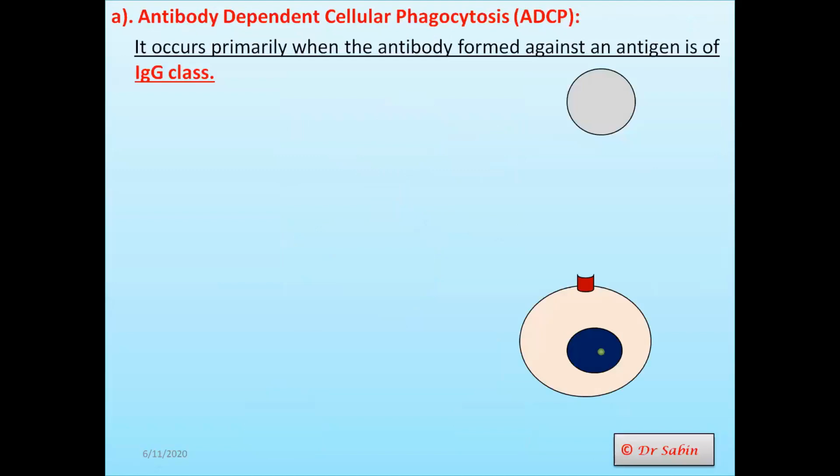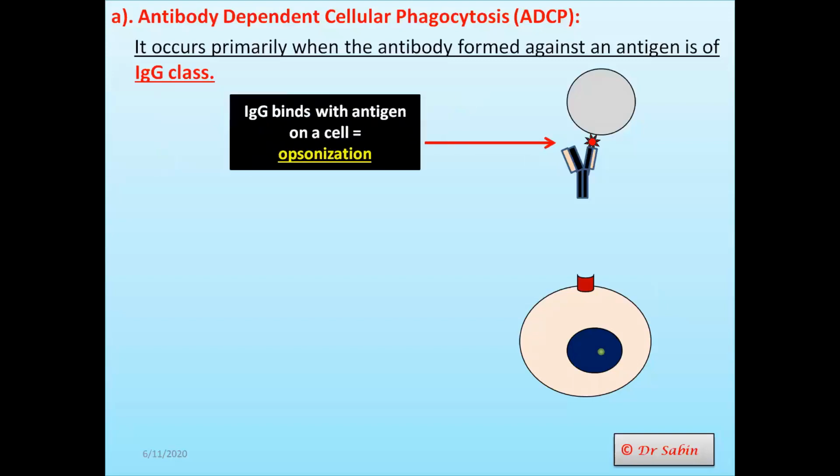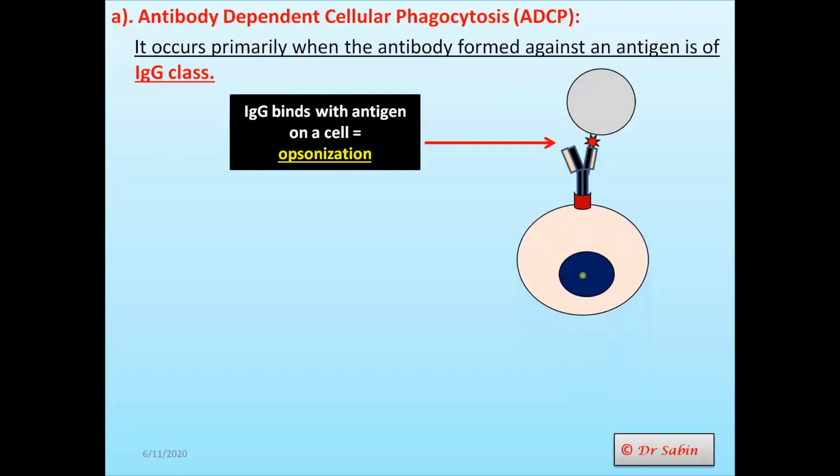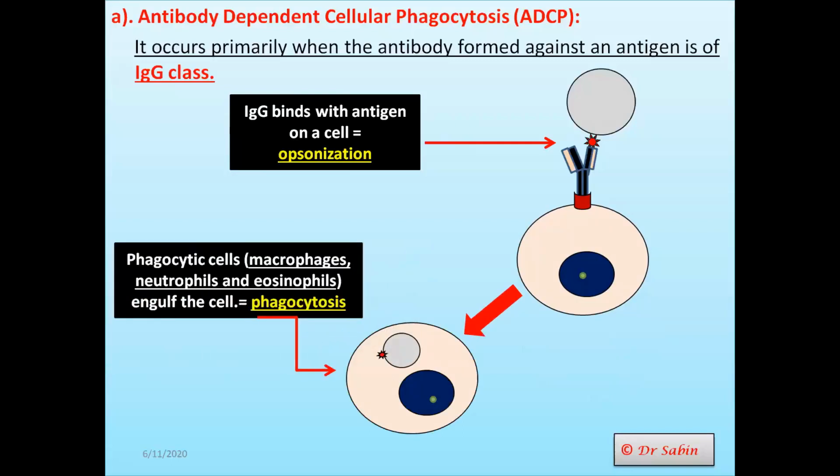In this slide, I will describe the first mechanism of type 2 hypersensitivity reaction, that is antibody-dependent cellular phagocytosis, ADCP. This mechanism occurs primarily when the antibody formed against an antigen is of IgG class. The antibody IgG binds with the antigen on the surface of a target cell. This process is known as opsonization. A phagocytic cell binds with the Fc portion of antibody through its Fc receptor, and the target cell with antigen is engulfed by the phagocytic cell. Macrophages, neutrophils, and eosinophils are phagocytic cells.